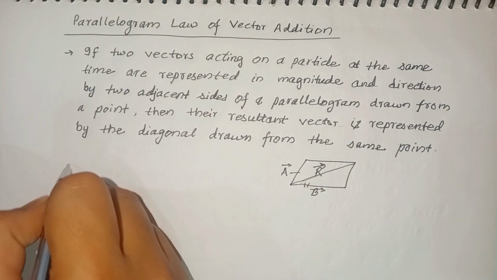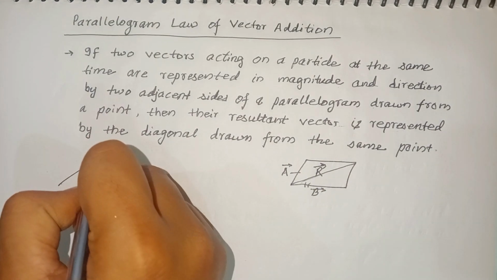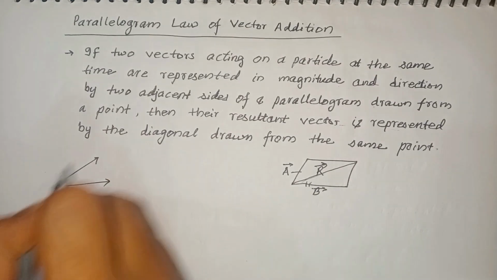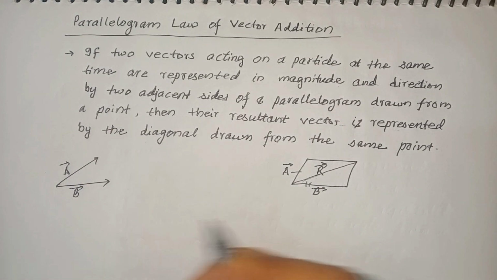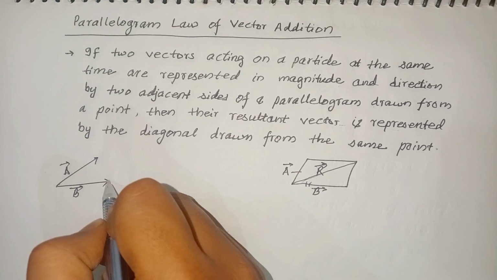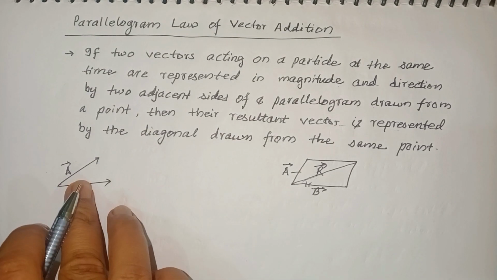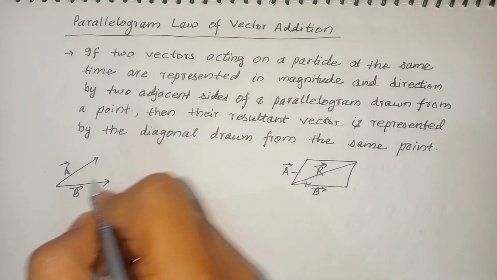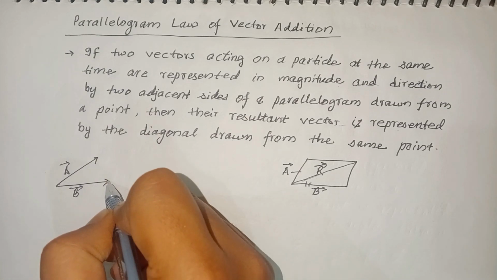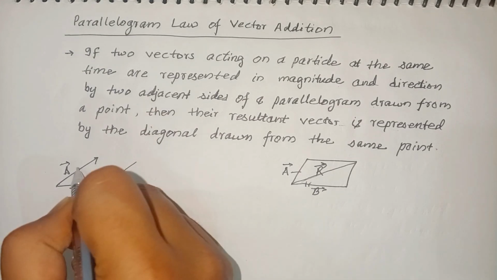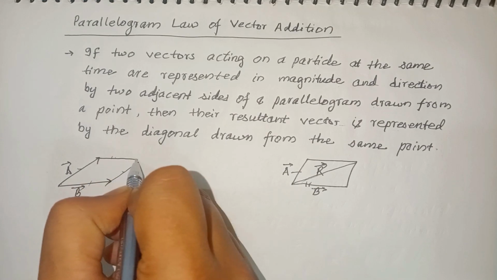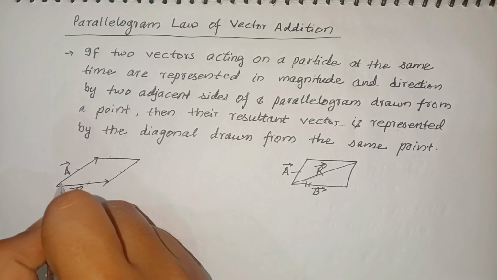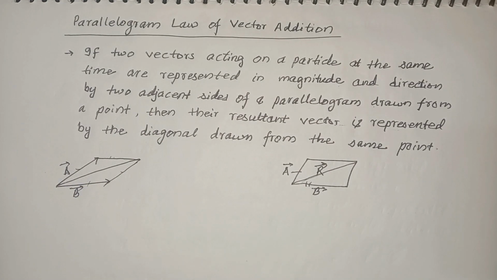If two vectors are given, suppose this is one vector, this is another vector, okay. This is vector A, this is vector B. These two vectors are given, okay. Then what we need is to complete this as a parallelogram. To complete it as a parallelogram, we will draw a line parallel to this one, and this one parallel to that. Here it is. It will be a parallelogram and we simply join the diagonal, okay.